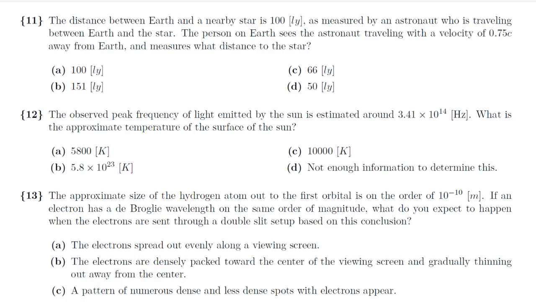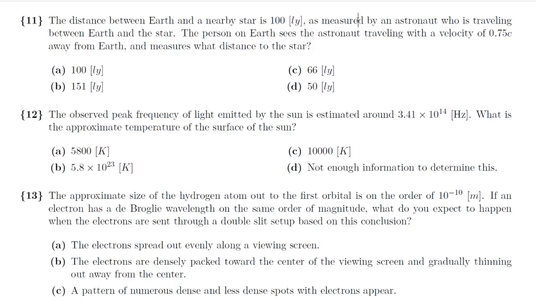For 11, you have the distance between Earth and a nearby star, which is measured to be 100 light years, which is what LY abbreviates to. It turns out you don't even need to know what a light year is to solve this problem. But a light year is the distance that light travels in 1 year. If you take the speed of light, c, which is 3 times 10 to the 8th, and multiply it by whatever 1 year is in seconds, that distance in meters is 1 light year. It's a very, very large distance, but we are abbreviating it as LY.